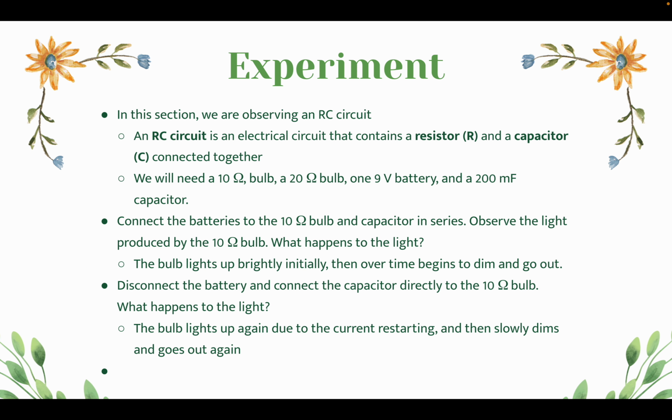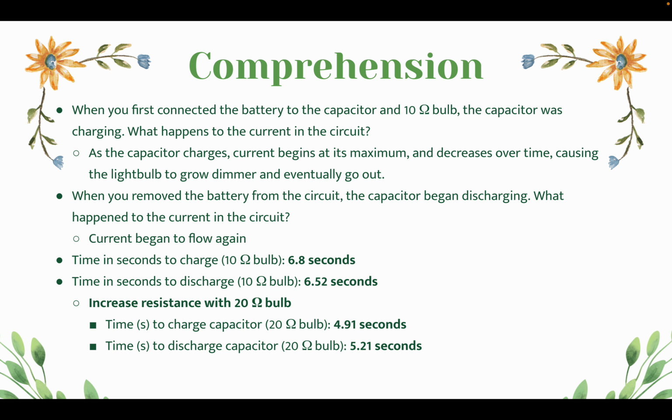And now part 2, RC circuit. We'll be using different resistors, which are going to be the bulbs, a 9-volt battery, and a 200 microfarad capacitor, and then we're going to just be playing around with that. As you can see, I wrote down that the bulb lights up initially and then begins to dim and blow out due to decreased current. Again, that happens when I disconnect the battery and connect the capacitor: the bulb lights up again and then slowly dims out. So now for the comprehension questions.